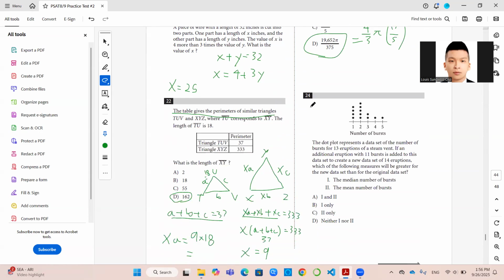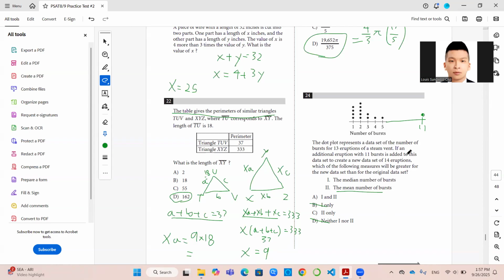The dot plot represents the data of the number of bursts of 13 eruptions of a steam vent. If an additional eruption with 11 bursts is added to this data, to create a new data set of 14 eruptions, which of the following measures will be greater for the new data set than for the original data set? So imagine I add something here. Immediately, what you should be able to recognize is that the mean is going to be greater. So B and D are eliminated.